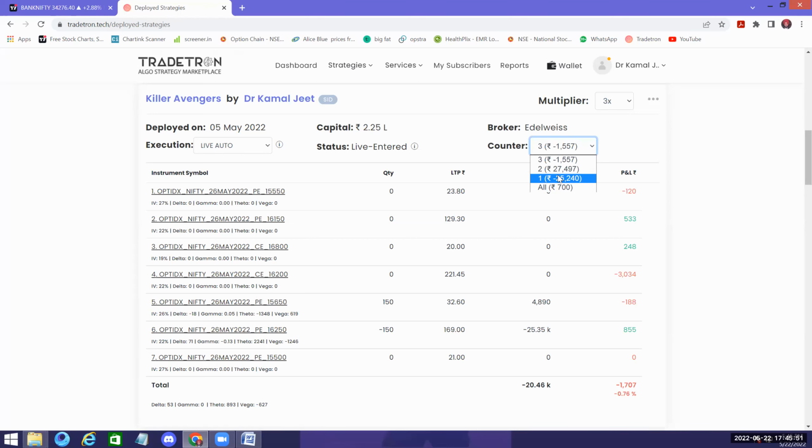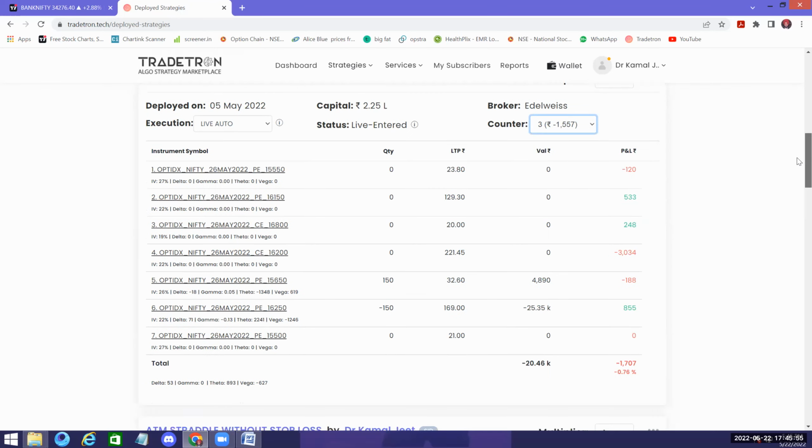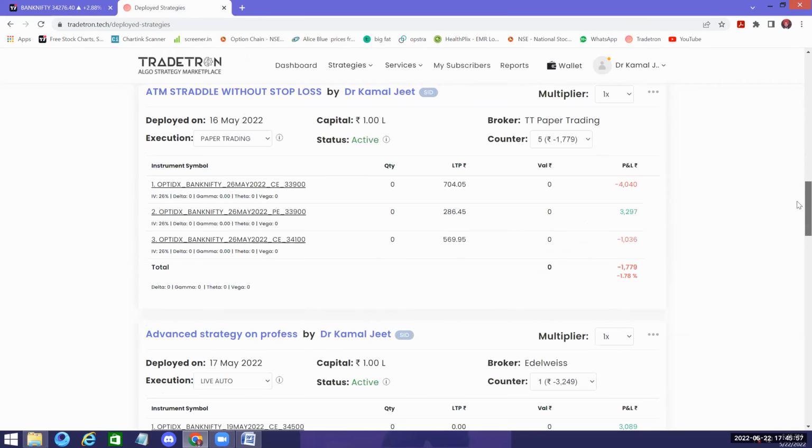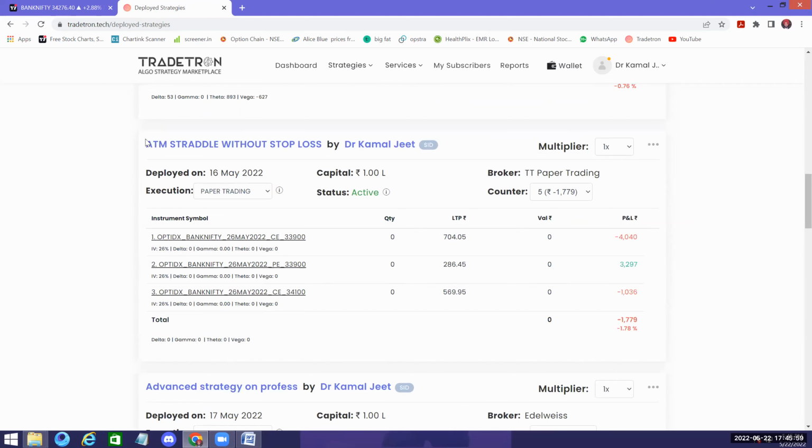The margin required is just 50,000 per lot. So I have deployed a lot of strategies like this. Now this is my dream come true, what I will teach you. This strategy doesn't have a stop loss, and we are doing an ATM strategy. Whatever may be the market, it should be green on this.